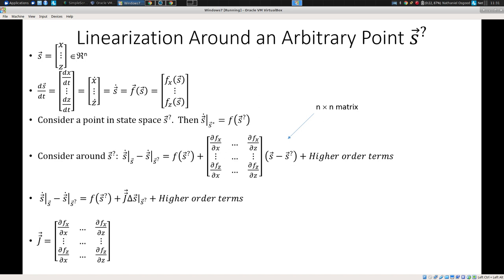Okay, so here we go. Ladies and gentlemen, an arbitrary point in state space, S, you know, it's a vector, right? An arbitrary point in state space. So we're going to call it S with a question mark. Is that okay? So that's our point. And now consider the region around it. Okay?